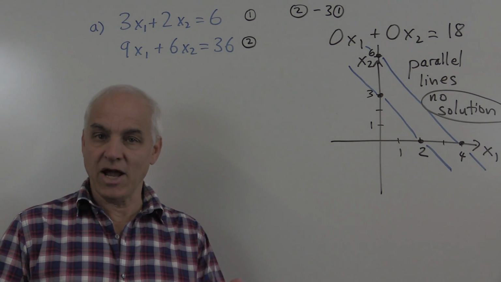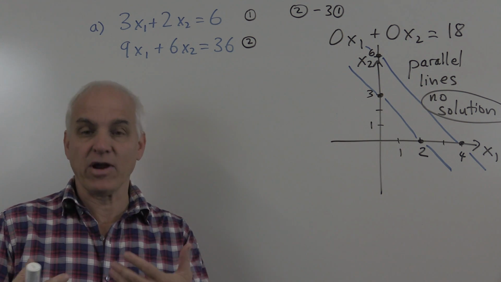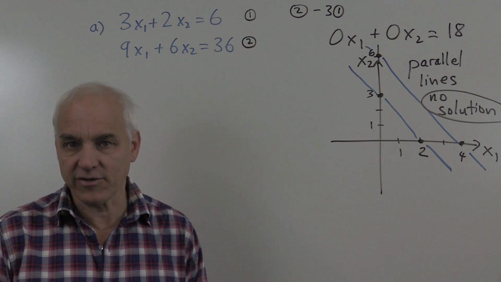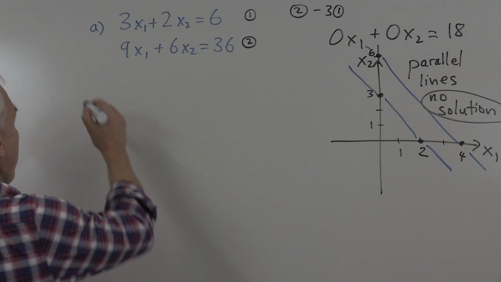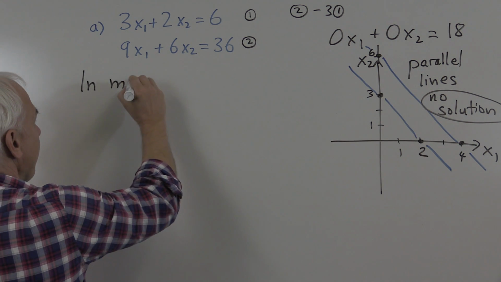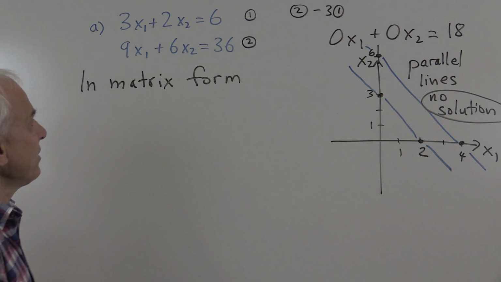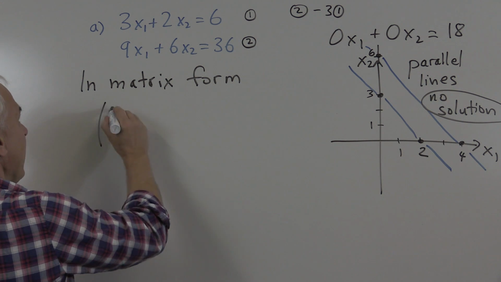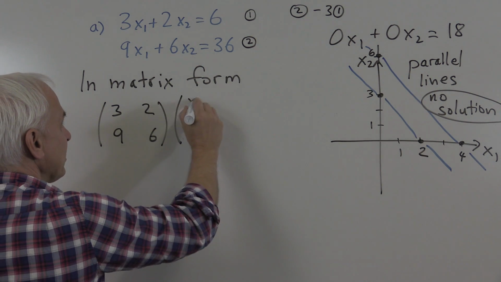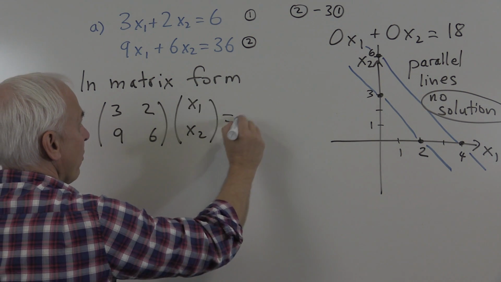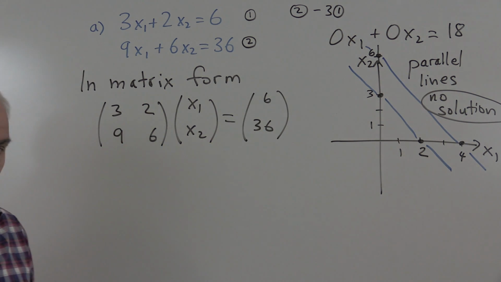So good, that's what we would have done in high school. Now let's see how we would approach this problem using the matrix framework that we prefer here in this linear algebra course. So we're going to rewrite this system in matrix form. In matrix form, we could write this equation as the matrix 3, 2, 9, 6 times the vector x1, x2 equals the vector 6, 36.